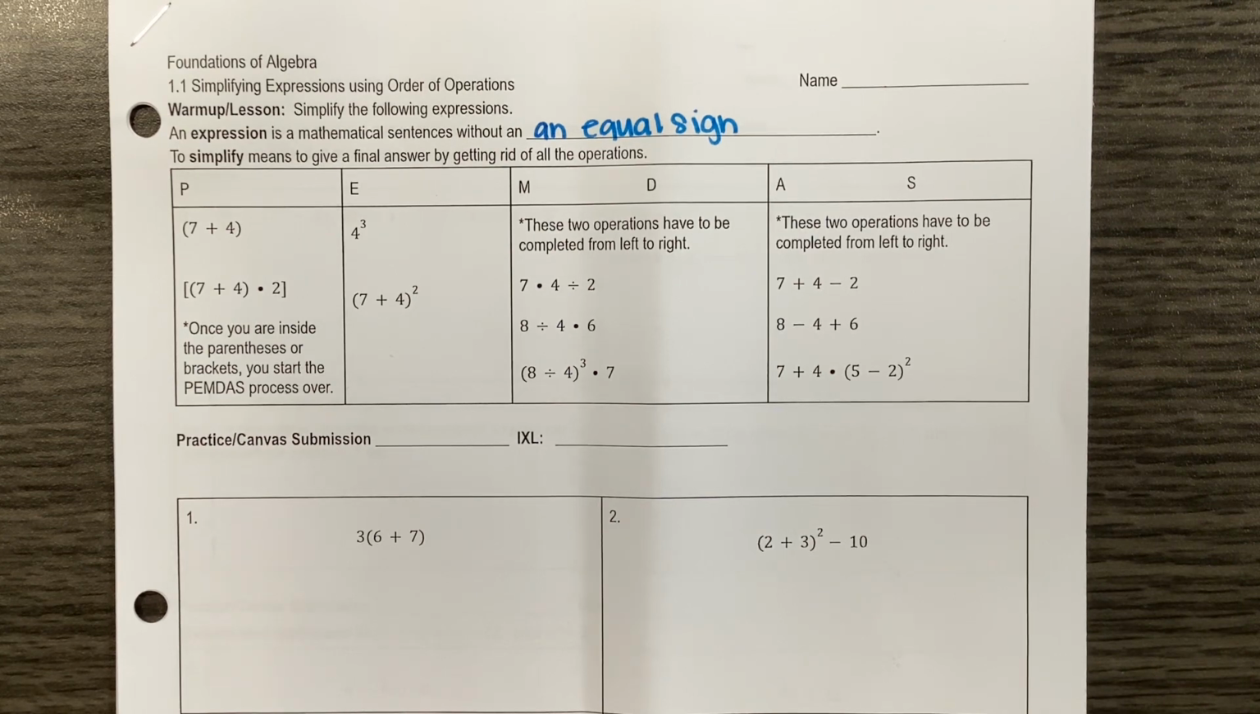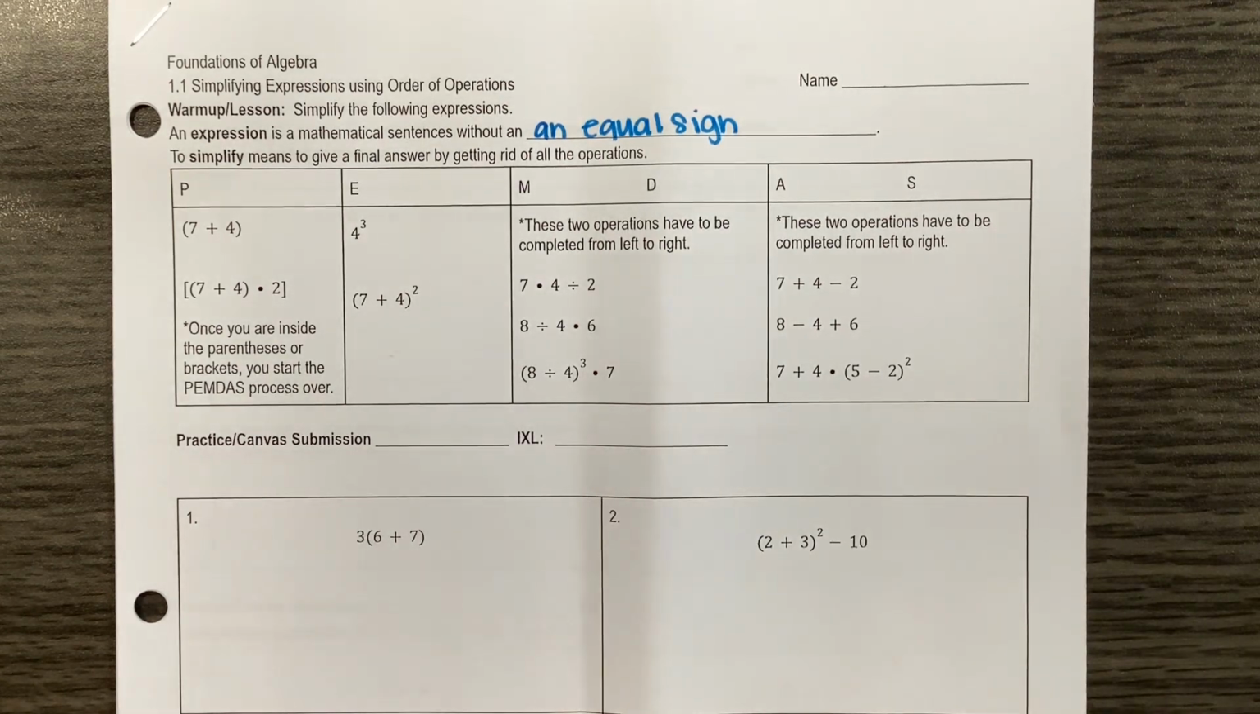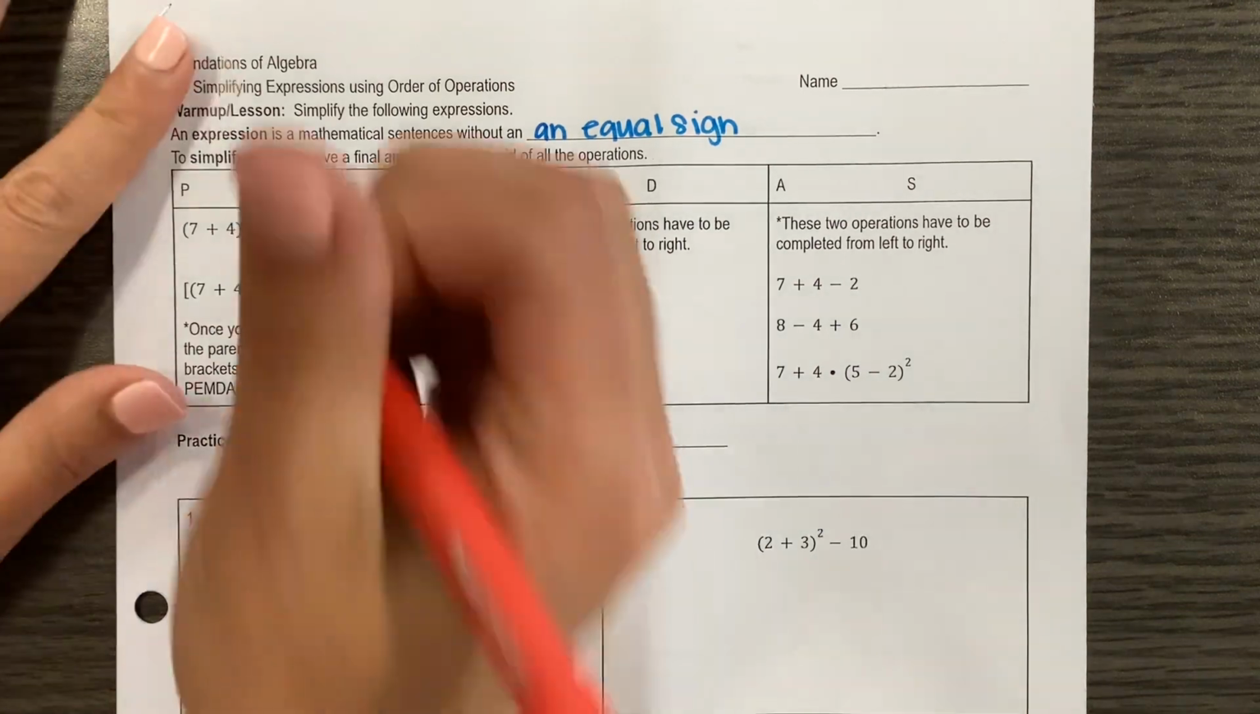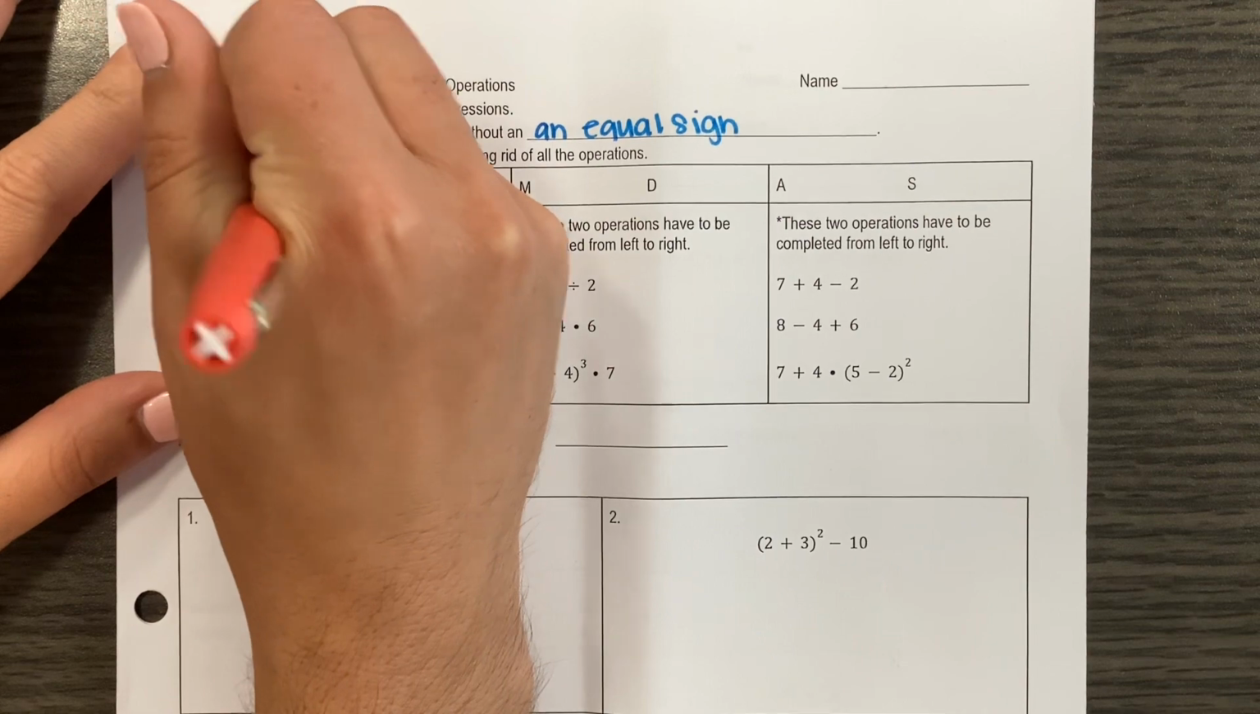So because we have so many operations, exponents, multiplication, adding, subtraction, division, we have to do them in a specific order. So our first piece that we have to use is our parentheses. So P is for parentheses.